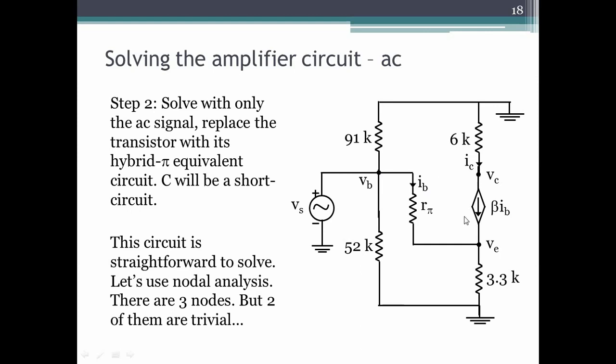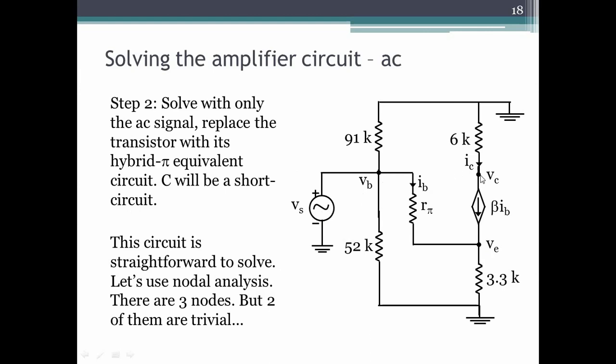We could do nodal or mesh, but generally it is always easier to do nodal analysis in all these transistor circuits. You could attempt mesh here if you want, but I prefer nodal, and I'll tell you for this one specifically why. Although there are 3 nodes, this node voltage is already known. So VB is simply Vs. So we're left with 2 nodes.